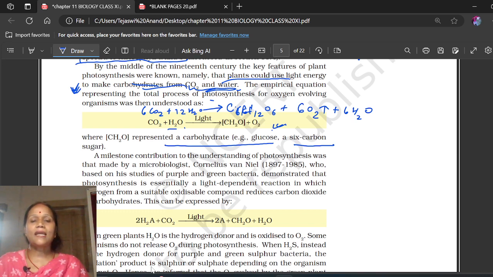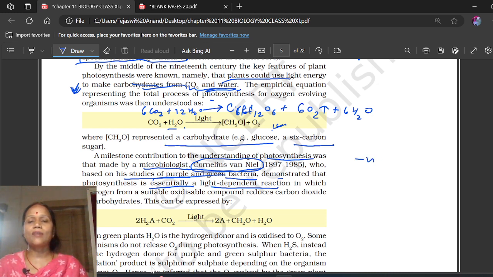Now, another scientist also, Van Neel, Cornelius Van Neel. He was a very important scientist in this chapter of photosynthesis, and he was a microbiologist. He studied microbiology very well, and he worked on purple and green bacteria. He demonstrated that photosynthesis is essentially a light dependent reaction. Photosynthesis cannot take place in the absence of light.